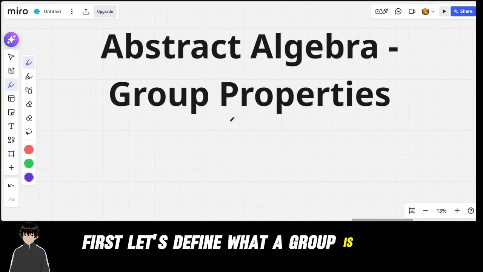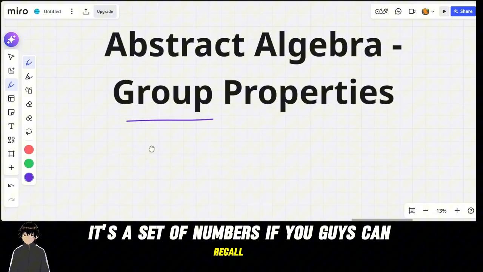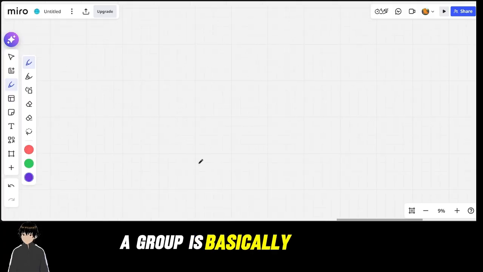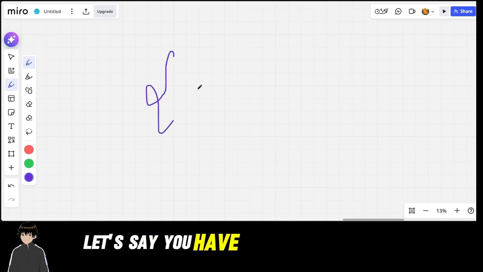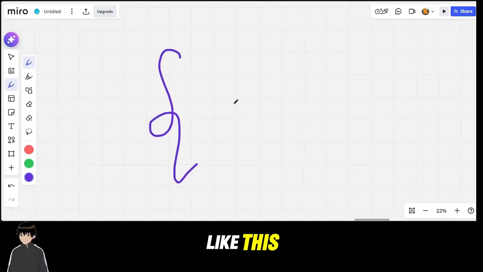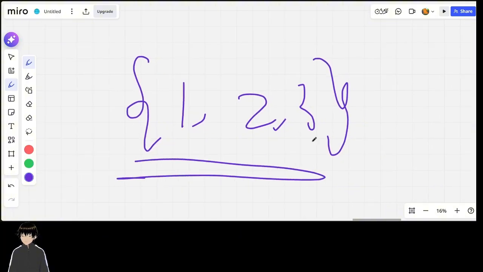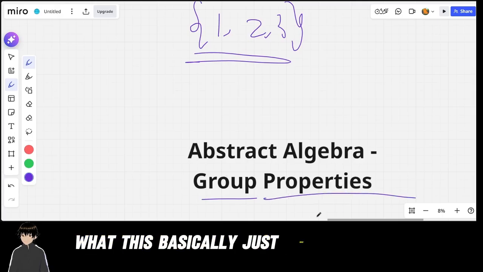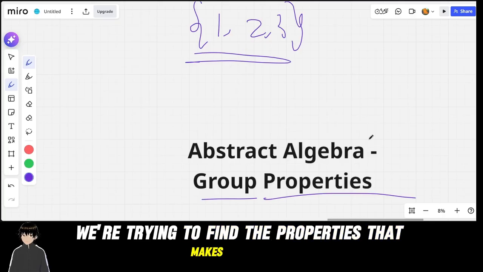First, let's define what a group is. A group is basically just a set, a set of numbers. If you can recall, a group is basically like this. Let's say you have a group of numbers like this. You can consider this a group. So, group properties, what this basically says is that we're trying to find the properties that make a group.